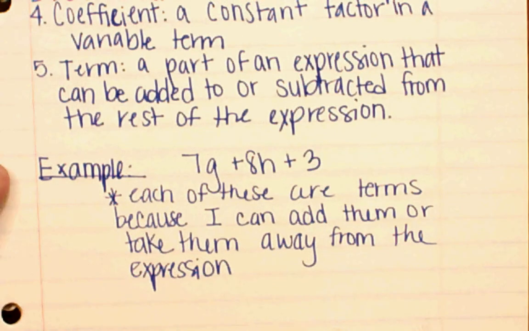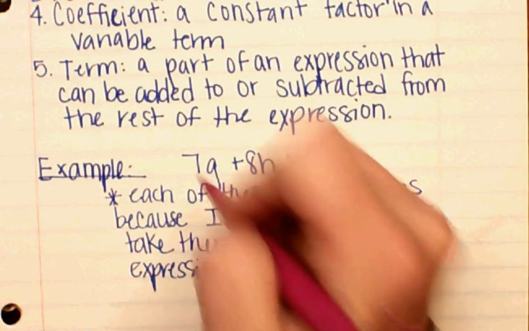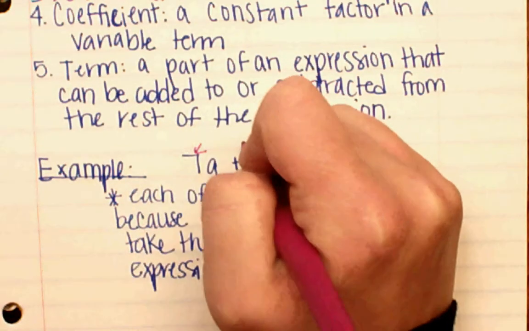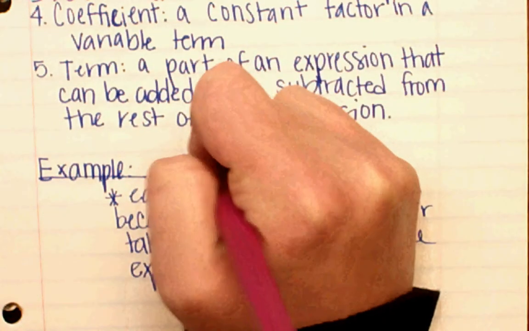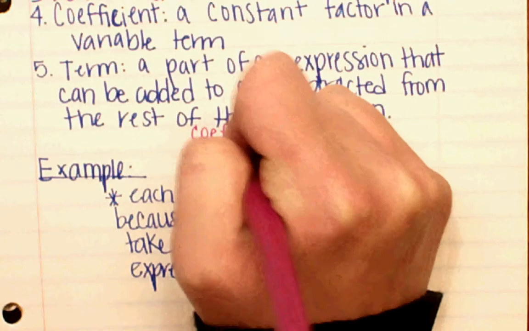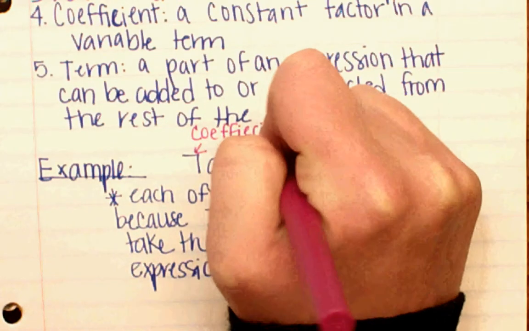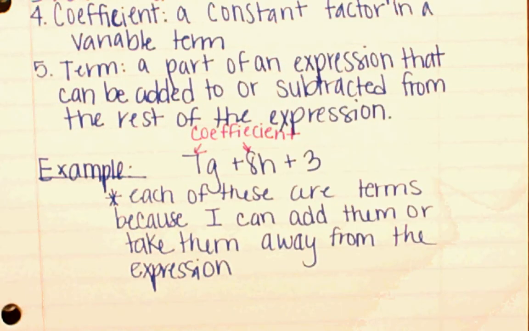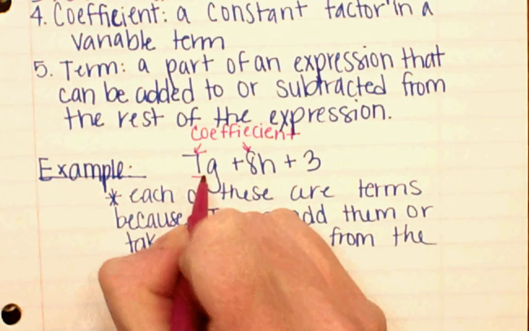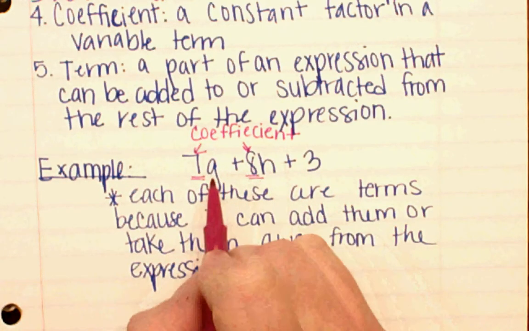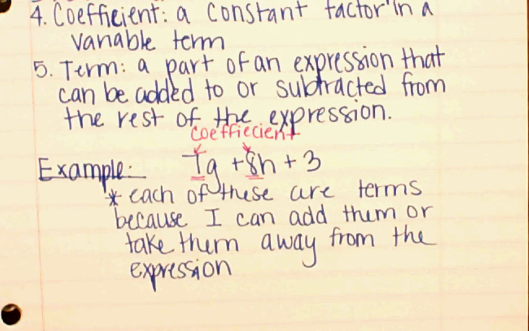If I were to break these down, the 7 and the 8 would be an example of our coefficients. So it's a constant factor in the variable term. These are the numbers we can count on to be there, and this will be variable depending on whatever the teacher says G or H represents for that problem.